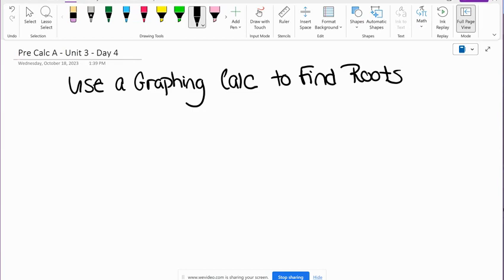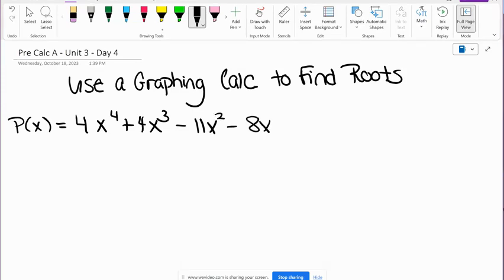So let's enter into our calculators P of x is equal to 4x to the fourth plus 4x cubed minus 11x squared minus 8x plus 6. Before we enter this into the calculator, can somebody tell me how many roots we are going to have?